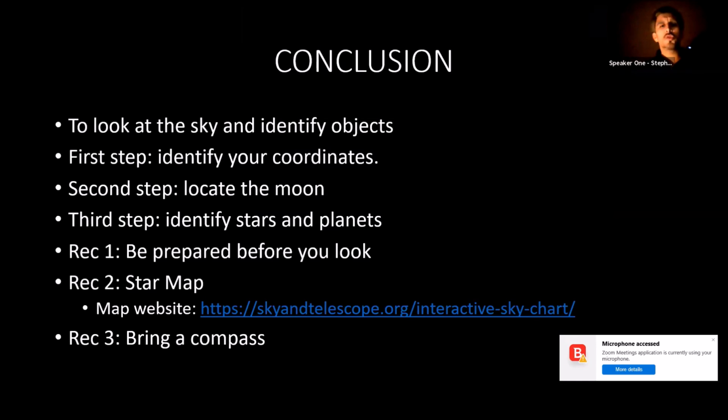So in conclusion, first thing you want to do is to identify coordinates. Next, locate where the moon is. Third, identify the stars and planets that you can see. And I recommend that you be prepared before you look. You can download the star map, and if you don't want to use an app, you can bring a compass, but there are apps that you can download.